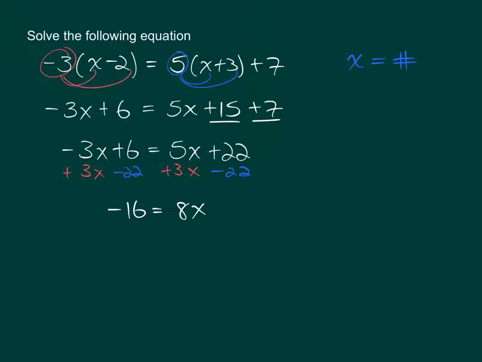And that is because over here on the left side of the equation, the 3x's will reduce away to 0. And on the right side of the equation, the 22 and the negative 22 will also reduce away to 0. Leaving you with 5 plus 3x's is 8x's, and 6 minus 22 is negative 16. The last step here is to divide both sides by 8 to get an answer of x equals negative 2.